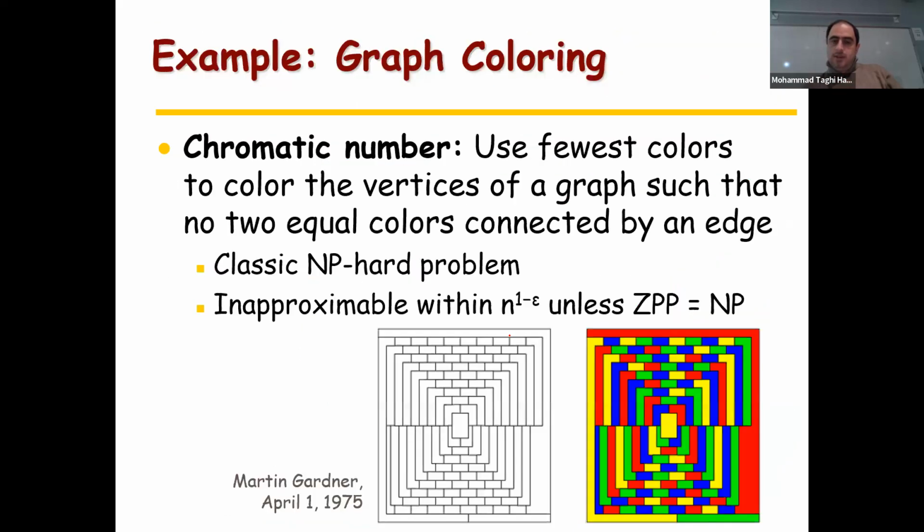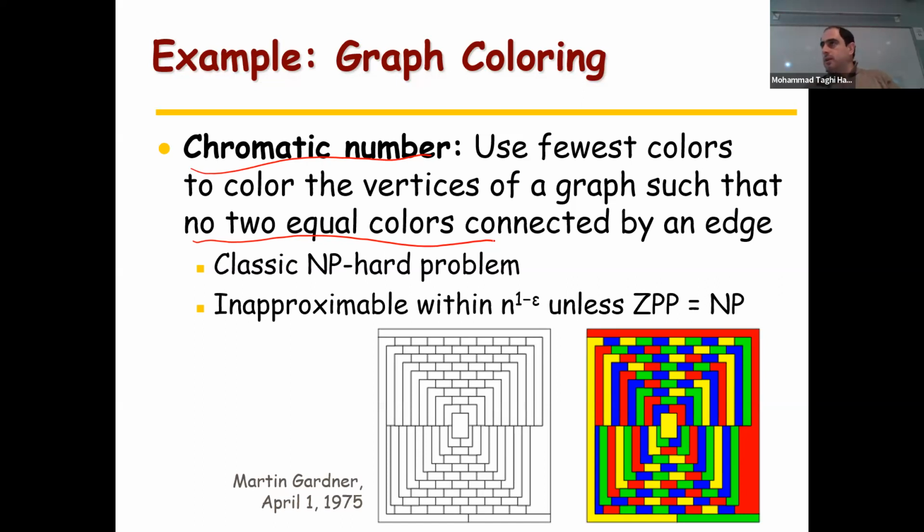So what is the benefit of this theorem? It's so powerful. Let's talk about the chromatic or coloring number of a graph. You want to use the fewest number of colors to color the vertices of a graph such that no two vertices which are connected by an edge have the same color.